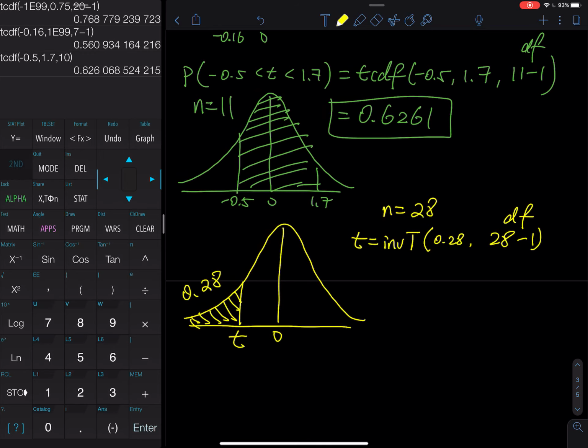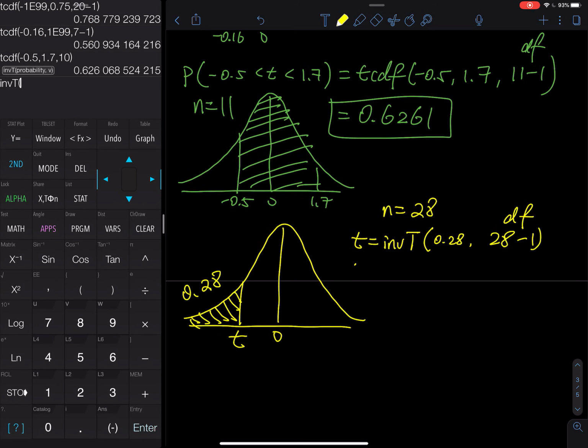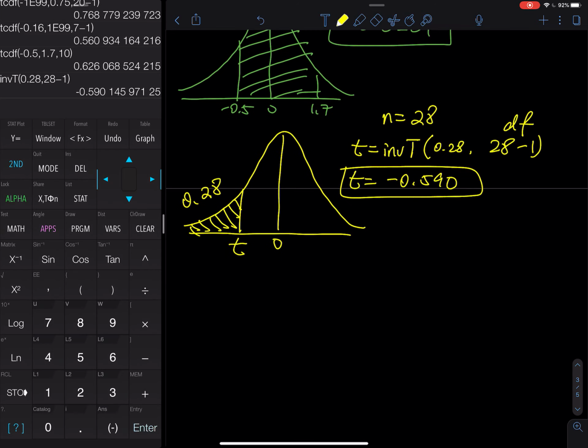So we go to second vars, inverse t, and then 0.28. The degree of freedom is 28 minus 1. So we have negative 0.590. Do I need to remove the negative? Nope, because t is on the left hand side of 0. So let's do one on the right hand side.